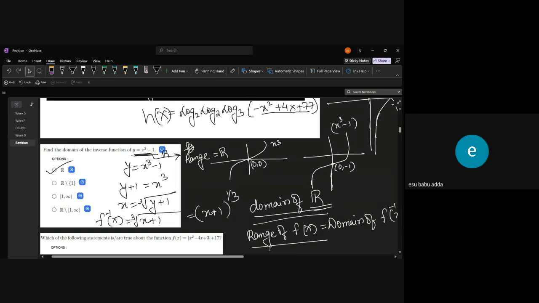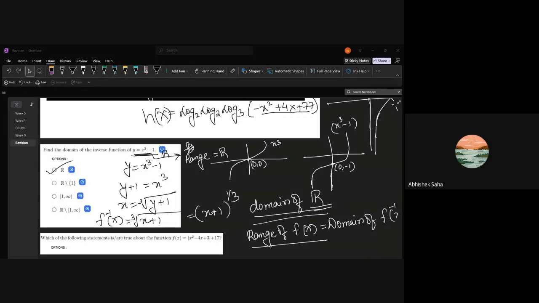Sir, one small doubt. Is the cube root of minus 3 a real number or a complex number? Yeah, it's a real number. Sir, how will we calculate the domain of the cube root of x plus 1? Is there any particular method?